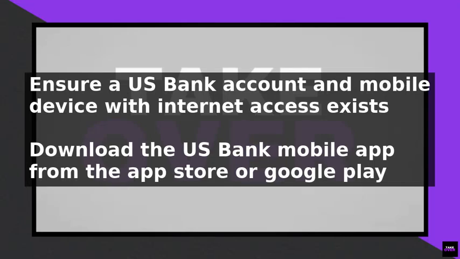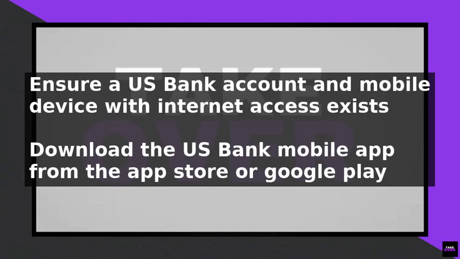To set up Zelle to US Bank, follow these steps. First, ensure you have a US Bank account and a mobile device with internet access. Download the US Bank mobile app from the App Store or Google Play. Open the app and log in to your US Bank account using your username and password.